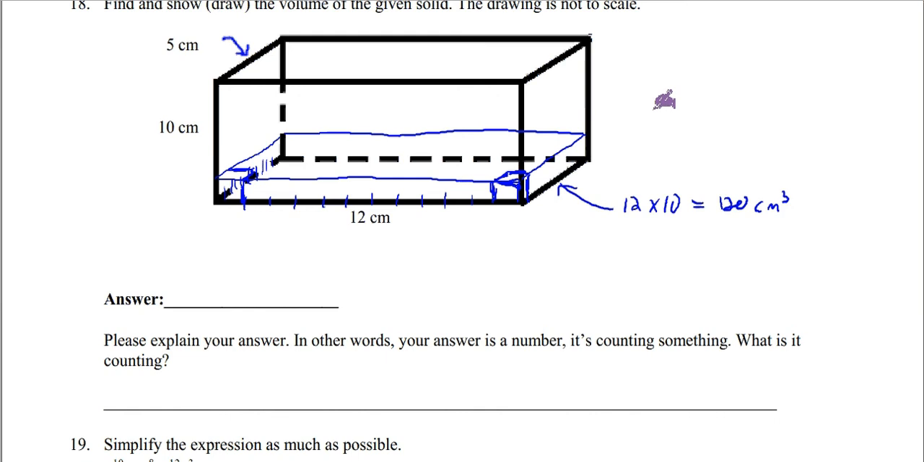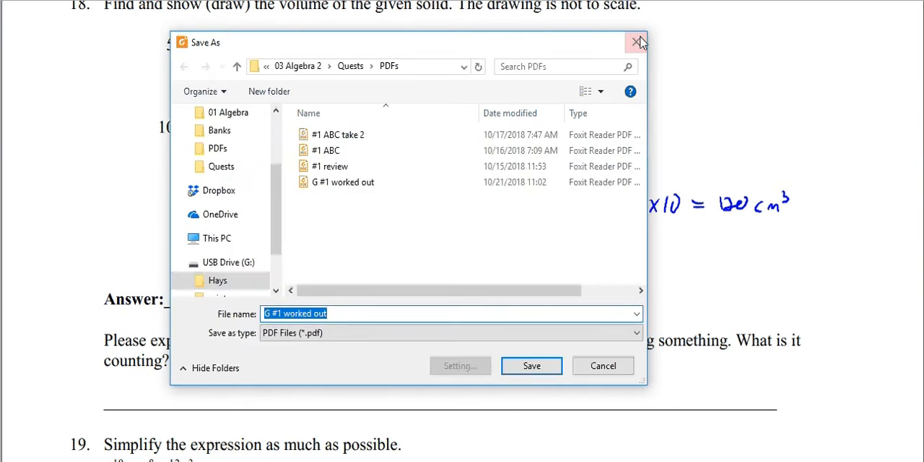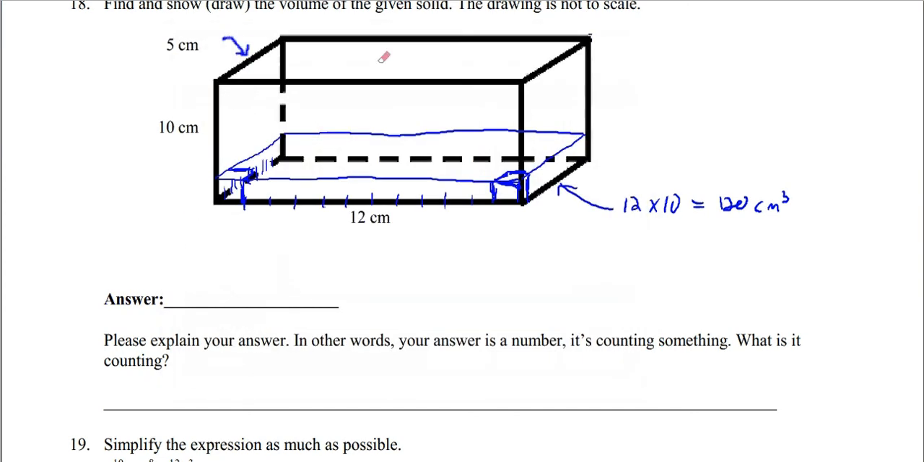And I can stack another layer. Shoot. You know what? I made a mistake there. I read it wrong. Because what we can fit along this side is not 10, but actually 5. So we should show 5 along the bottom there. 1, 2, 3, 4.